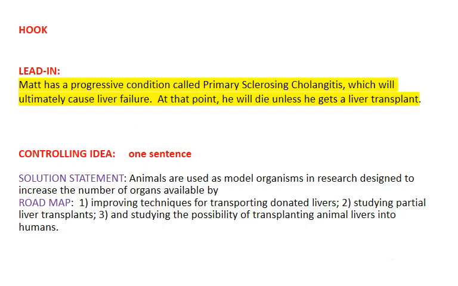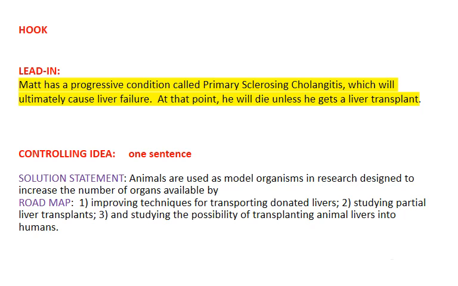What I think I need to tell you is what disease we're talking about, primary sclerosing cholangitis, and why a transplant's needed. It's needed because ultimately that disease causes liver failure. I've also given you some information about my connection. It's someone I know, Matt. Now I haven't told you who Matt is. I think I'll do that earlier in the hook, but I could say Matt, my husband, has a progressive condition called primary sclerosing cholangitis, which will ultimately cause liver failure. At that point, he will die unless he gets a liver transplant.